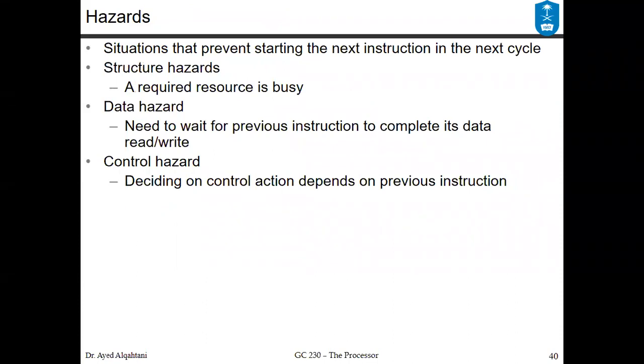Now, the pipelining looks good. It looks like it's the right path to go. However, there are obstacles along the way, and the major one is the hazards. The hazards are situations that prevent starting the next instruction in the next cycle right away. So what happens? You have to wait because of these hazards.